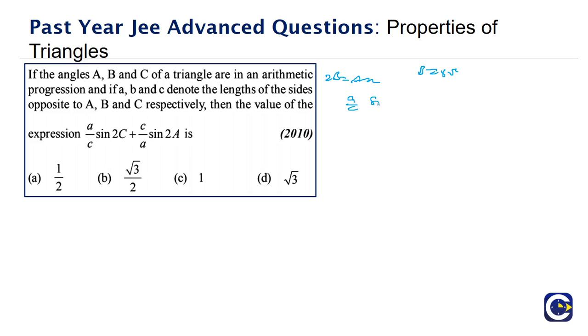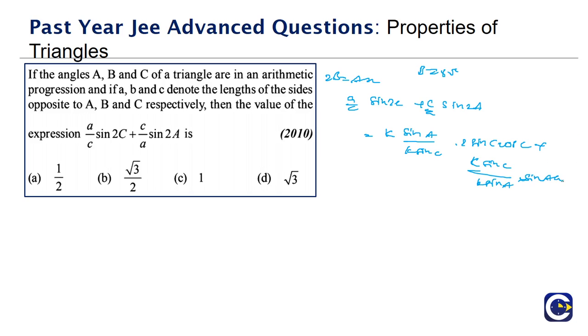Therefore a by c sin 2C plus c by a sin 2A will be equal to K sin A by K sin C into 2 sin C cos C plus K sin C divided by K sin A into 2 sin A cos A. What I did here, I just expanded the sin 2C formula, which is 2 sin C cos C, and then what did I substitute? a is equal to 2R sin A, c is equal to 2R sin C. So I substituted that everywhere here.